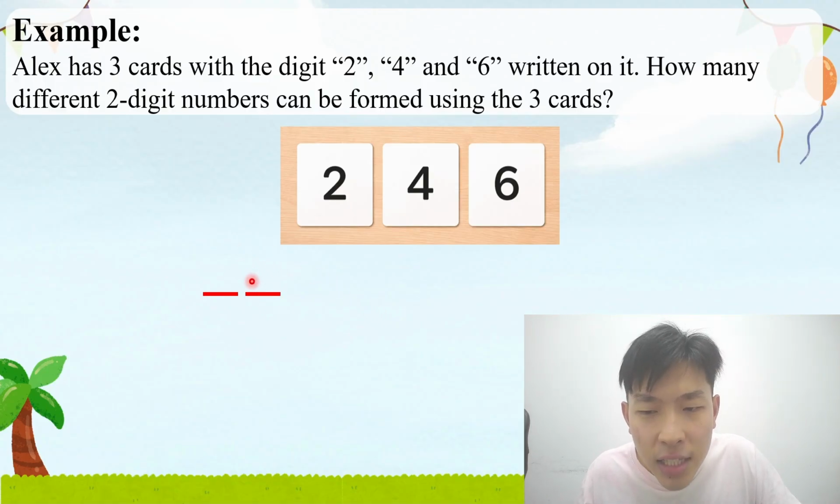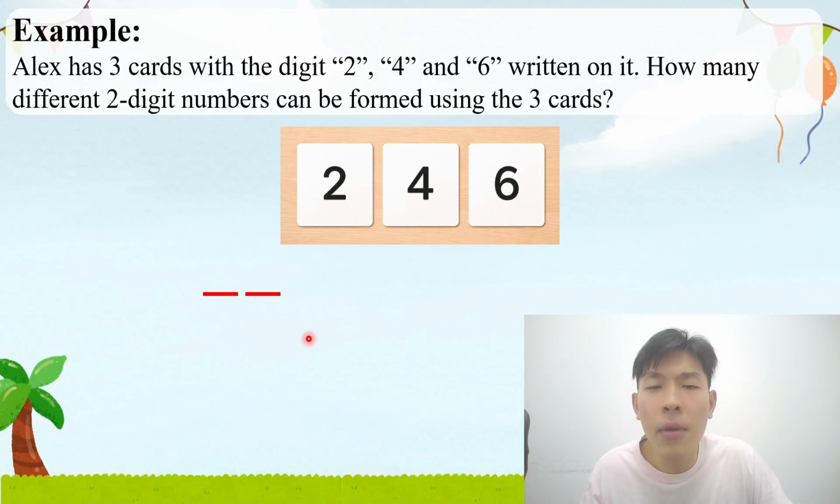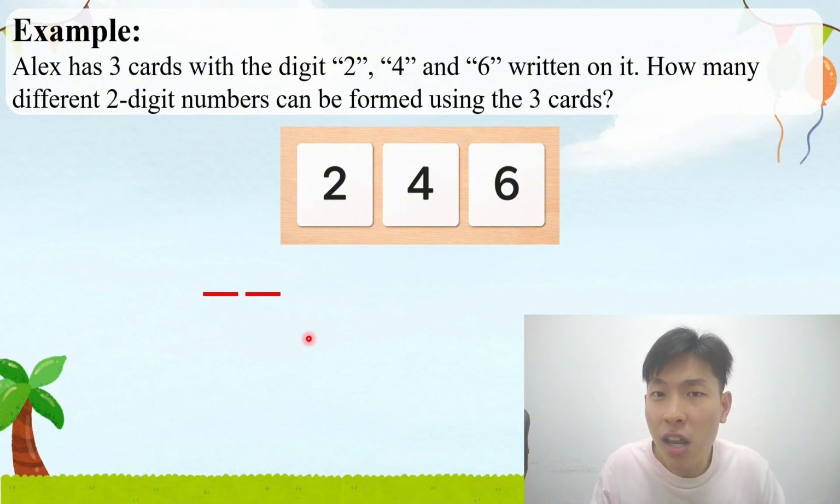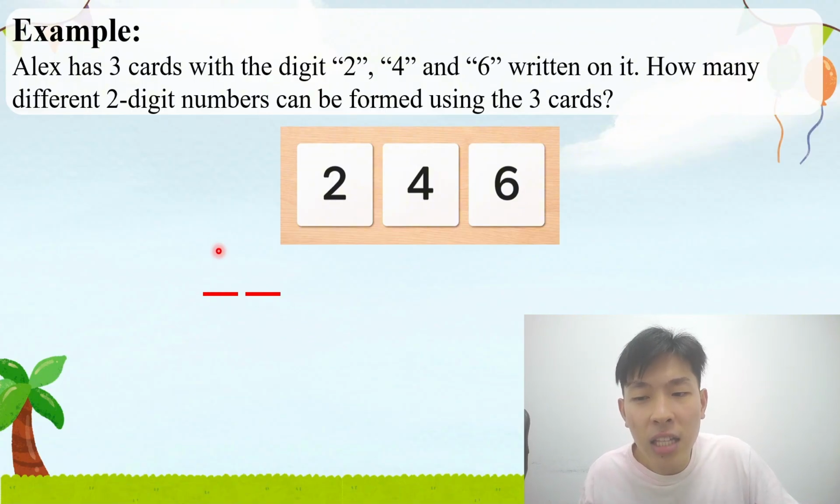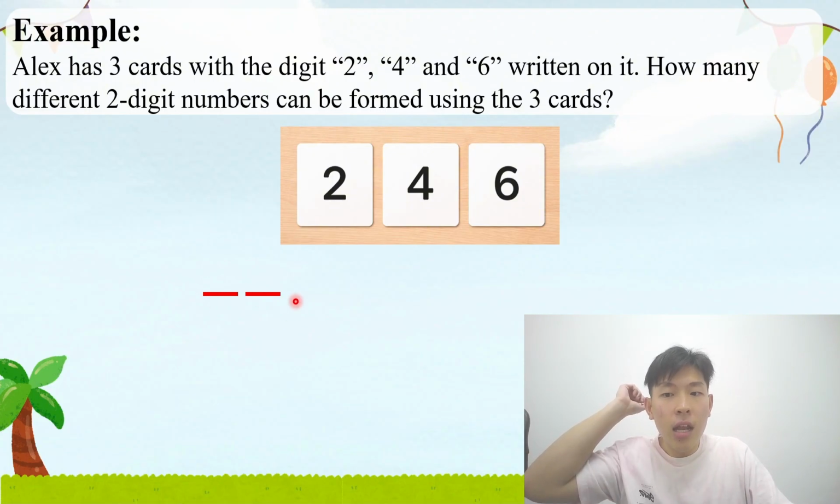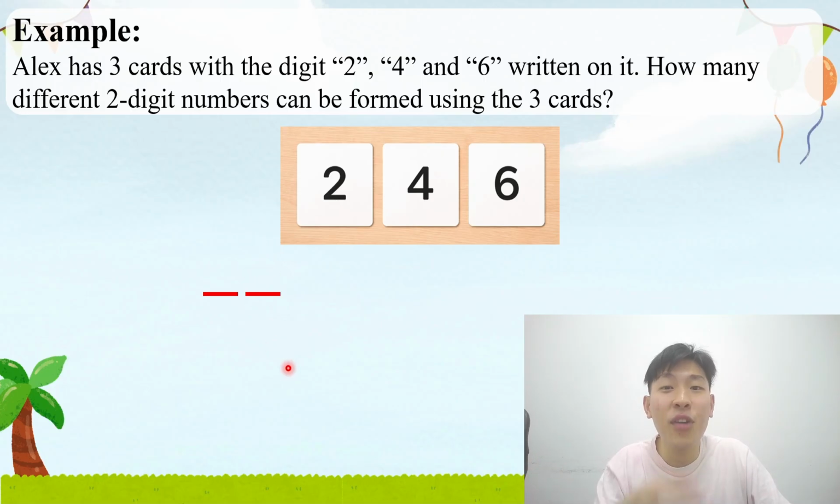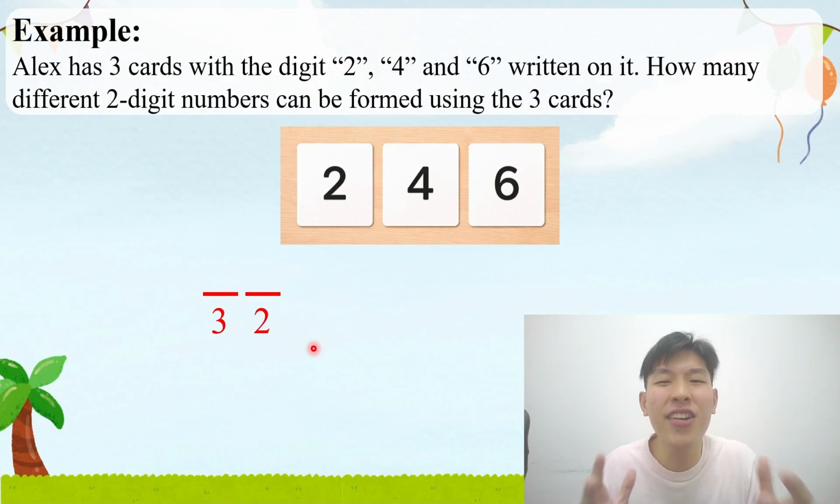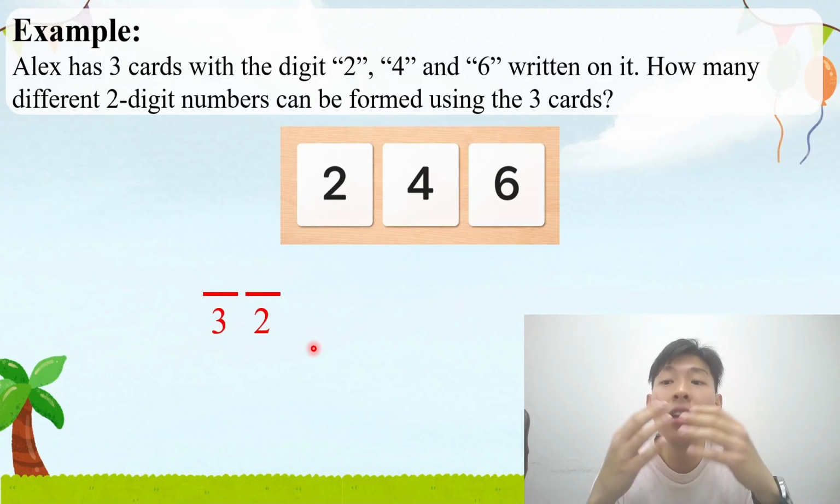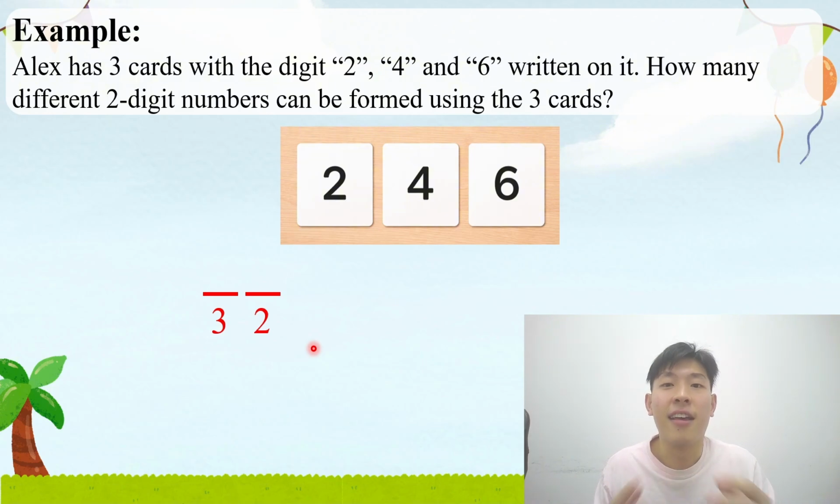Now, for my ones place, how many choices do I have? Is it still 3? For my tens place, I already used one of them. Then I'm left with how many choices? I'm left with 2 choices. Amazing. So here is 3 and 2. And for the counting principle, what do we need to do with this 3 and 2? Very good. We just need to multiply them together. Then we can get the different two-digit numbers. 3 times 2 equals 6.